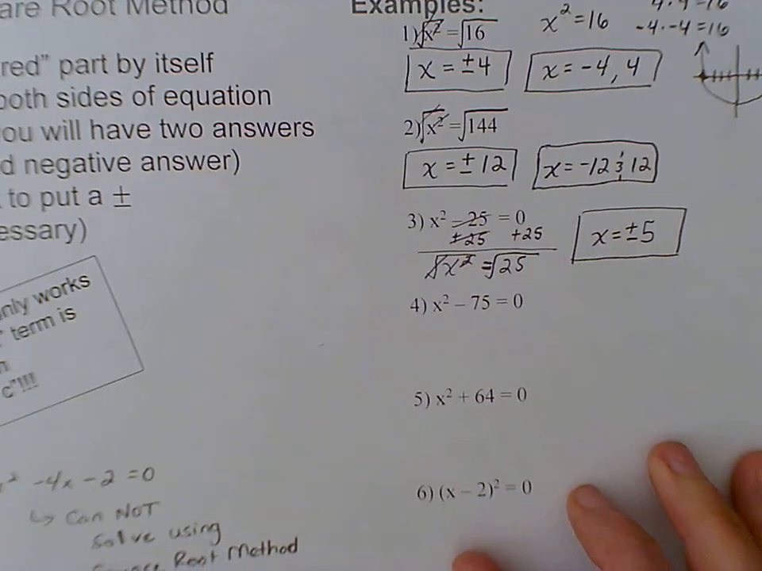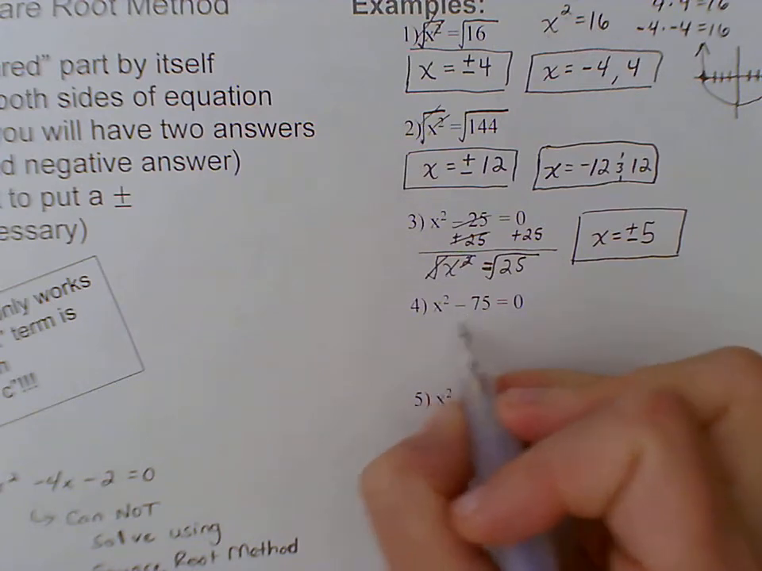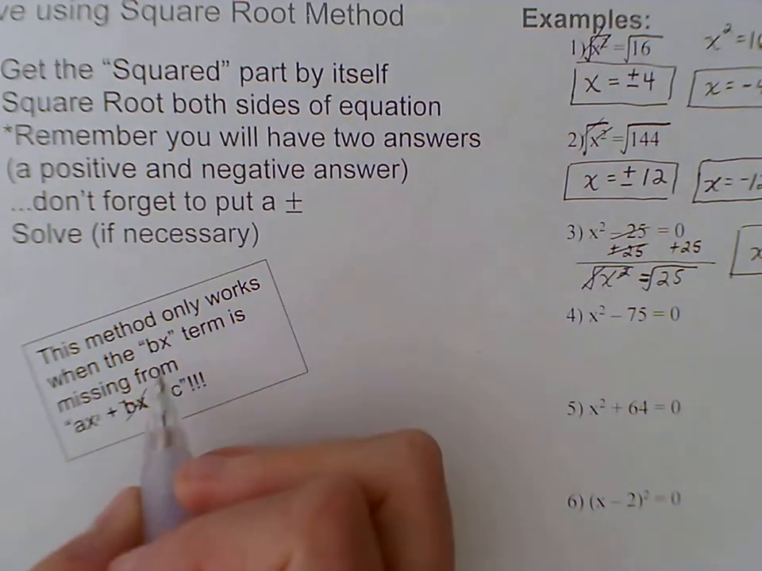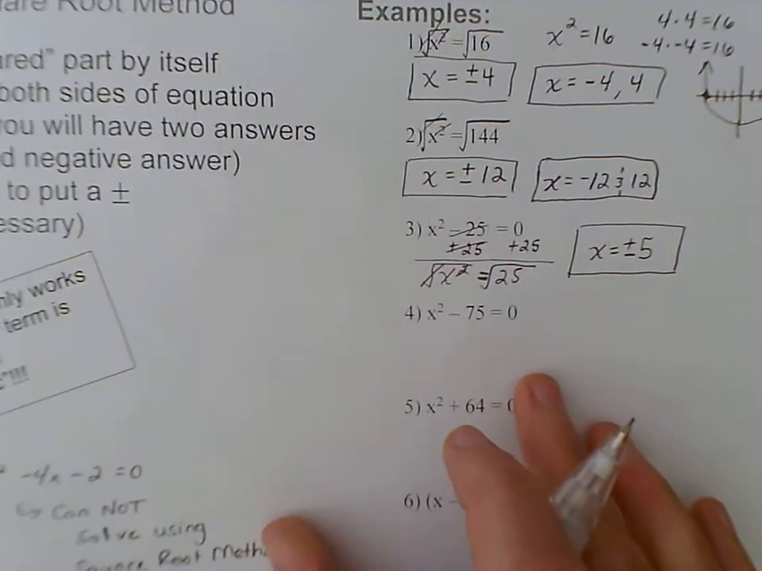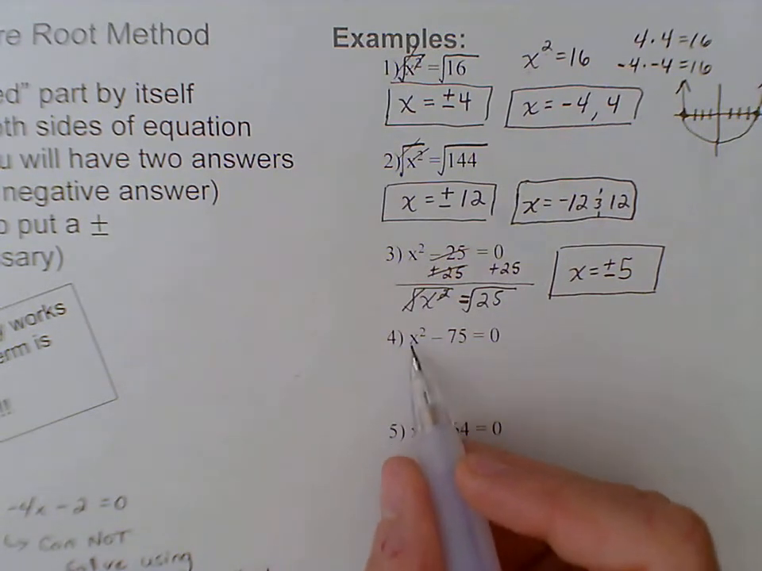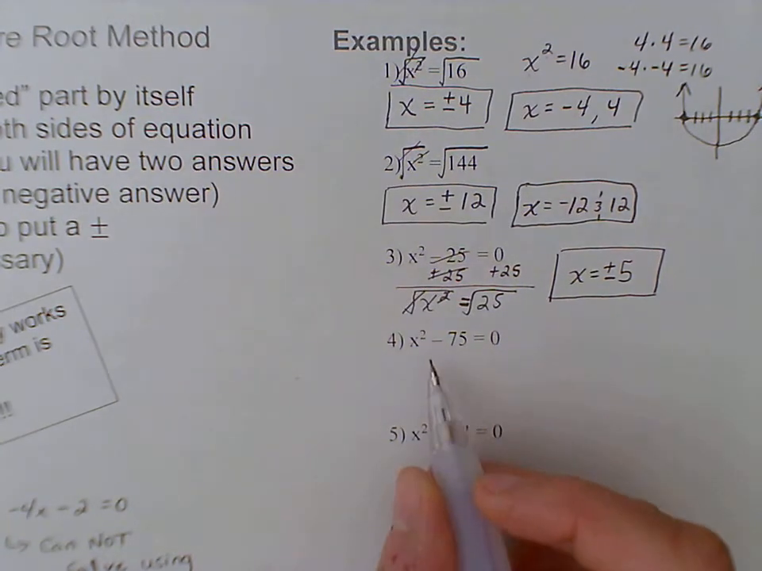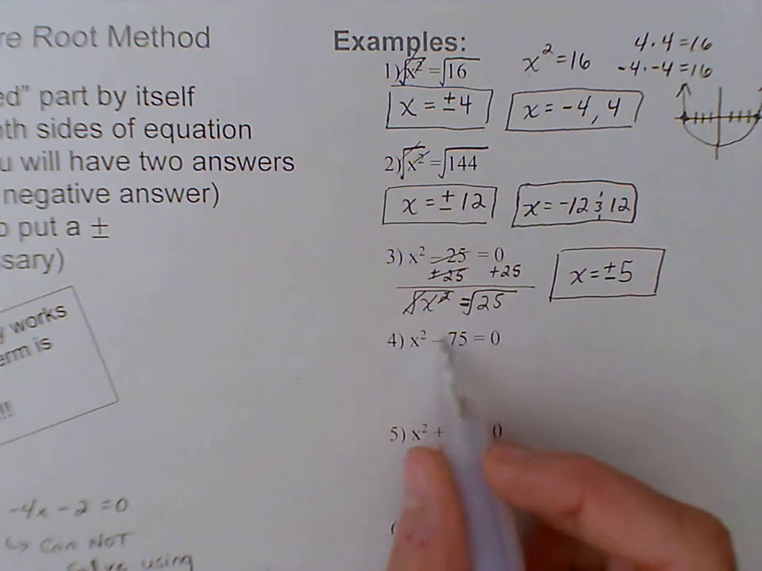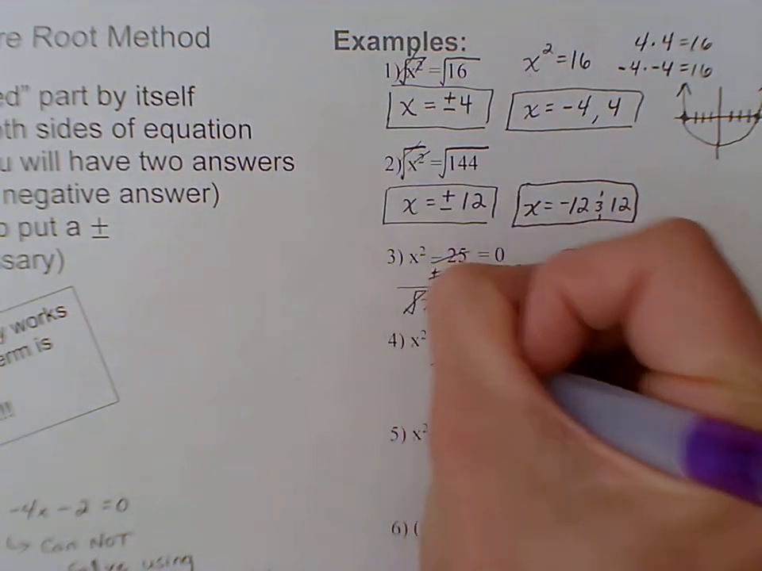So the next one, okay, same story. If you have to solve it with the square root method, one thing you should always be aware of is that you must be missing the x term, so make sure you don't have the x term in there, okay? But we don't have the x term, we just have the x squared term and then the constant, so we're good there, okay? Get the squared part by itself first. So notice it's still not by itself, so we've got to get that -75 to the other side, so we're going to add it.